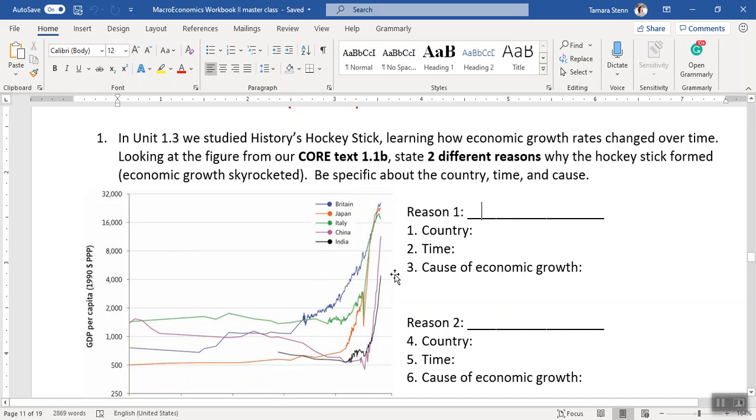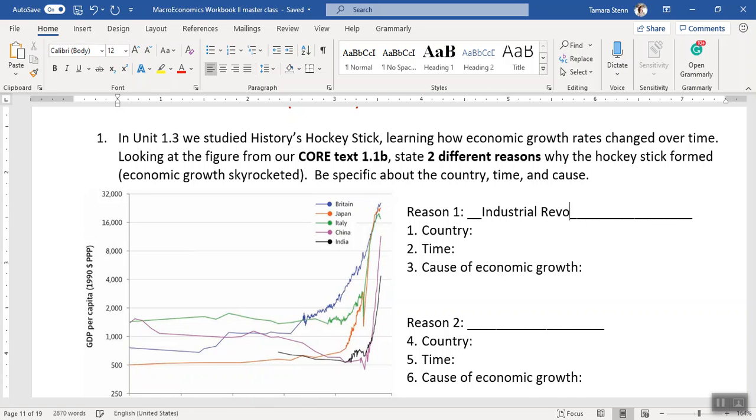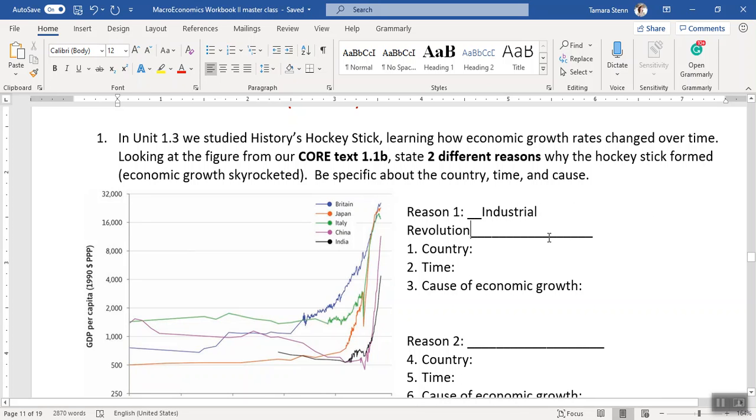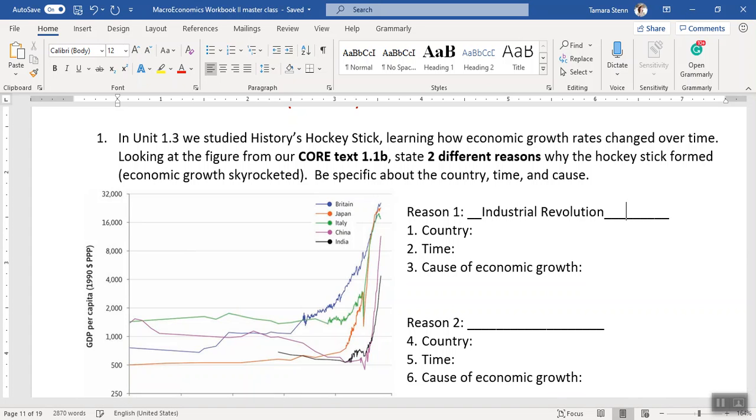So my reason one is going to be the Industrial Revolution. We learned about the Industrial Revolution in Britain and why it took place there, because we had that high cost for labor, so it made more sense to invest more in machinery to offset those labor costs. This led to the development of machinery, specialization and efficiencies, and led to a very steep increase in their economic growth.